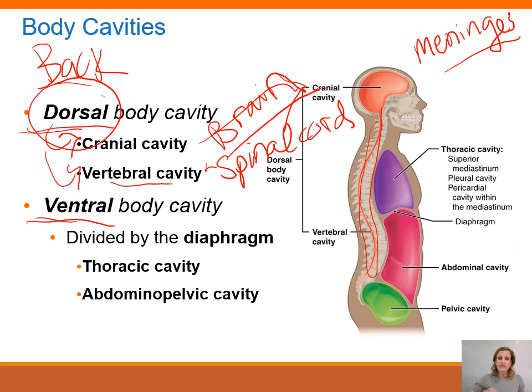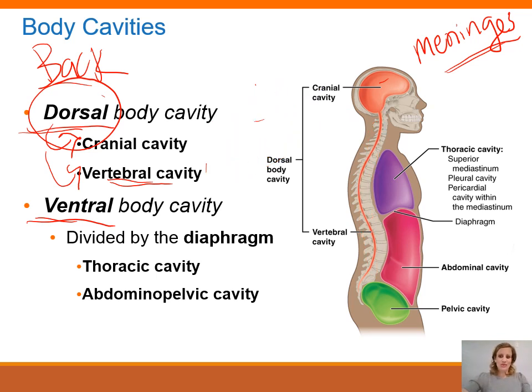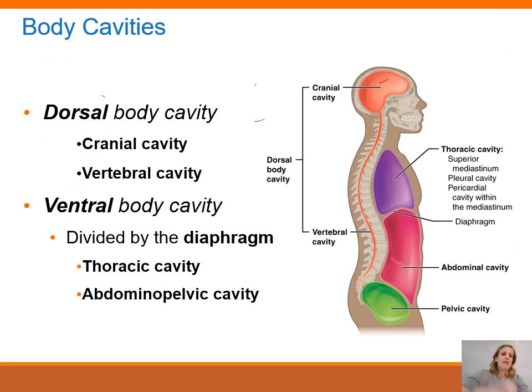So the dorsal cavity includes the cranial cavity, which houses the brain and is lined by the cranial meninges. The vertebral cavity houses the spinal cord, and that's lined by the spinal meninges. That's it for the dorsal body cavity. It's pretty simple. The ventral body cavity, on the other hand, is quite a bit more complex. So we'll spend a lot more time talking about the ventral body cavity.